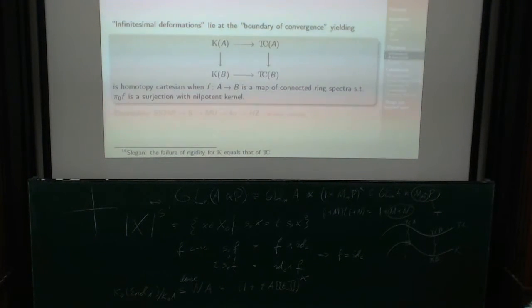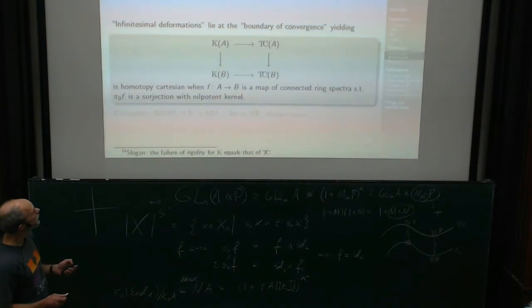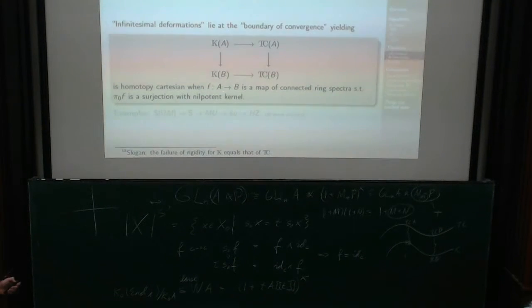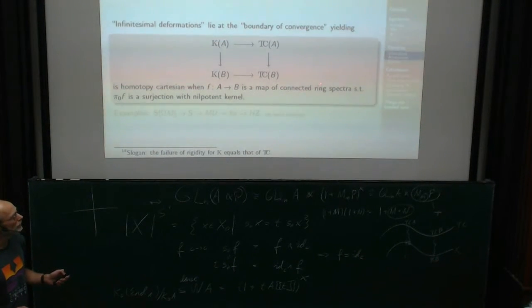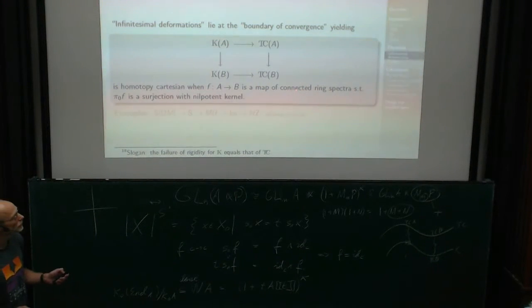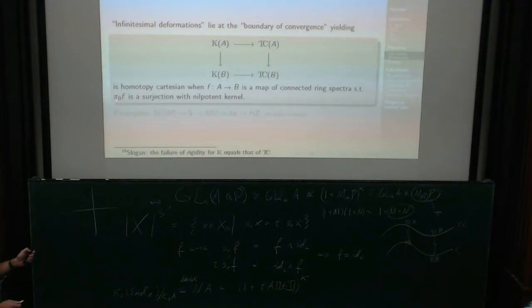So here is the statement about nilpotent kernels. If I have a map from A to B of connected ring spectra, I have to be honest, I'm very, very bad at tackling ring spectra that are not connected. I'll have a wee bit to say about it, but not much. Most of the time, I have to stay in the safe haven of connected ring spectra. And if that map on pi naught is a surjection with nilpotent kernel, then this diagram here is Cartesian. That is to say, the homotopy fibers are the same. That was essentially the statement down there on the blackboard.